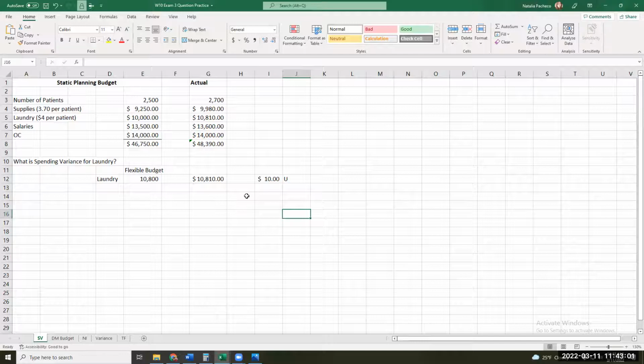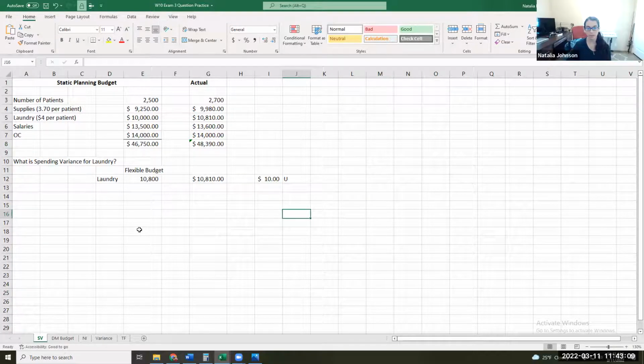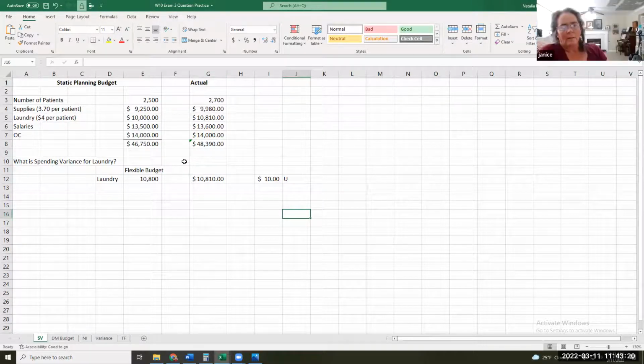We didn't even have to do a pitchfork on this one. No, not with a flexible budget, because they're not asking for materials or direct labor or variable overhead. So you just do the difference between the flexible budget and the actual. What I did to figure that out is I took the total divided by 2,500, so I knew how much it was per unit, so to speak, and then multiplied that by the 2,700. And then when I subtracted, I would have gotten the same thing.